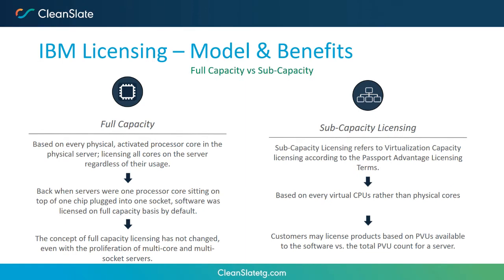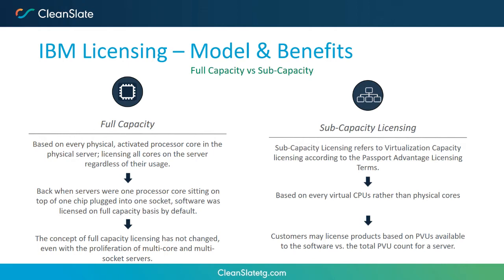So some of the differences between full capacity versus subcapacity, and we'll give you some examples here. Full capacity is if you take a server, let's just take a 16 core server. Full capacity is essentially paying for licensing on all 16 of those cores. You may not need that much though. You may only need 4 cores, and that's what subcapacity is.